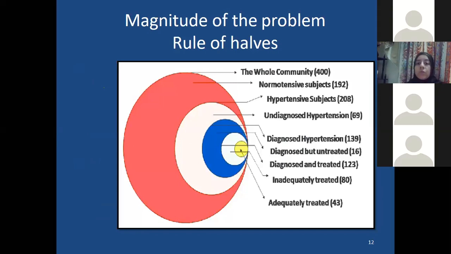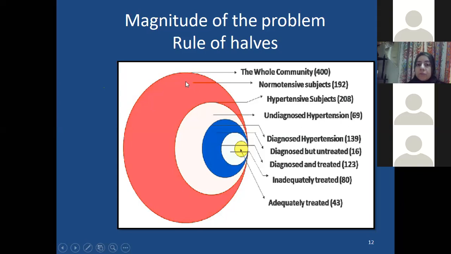Now coming towards the rule of halves. How do we know what is the magnitude of the problem in any community? This is not only for hypertension, it could be for any other disease as well. So we have different shapes of circles here. This magnitude of problem can be seen through the rule of halves. The huge circle that we see here, the largest circle, is for the whole community. This outer border is for the whole community.